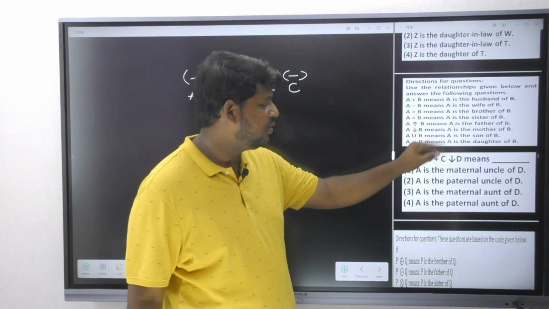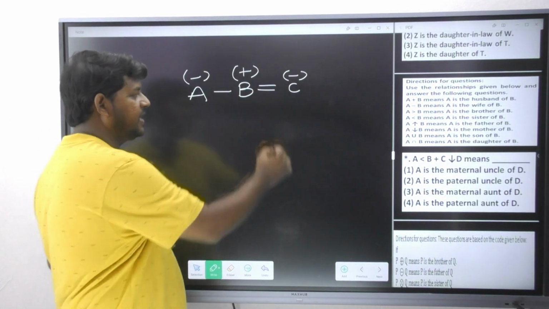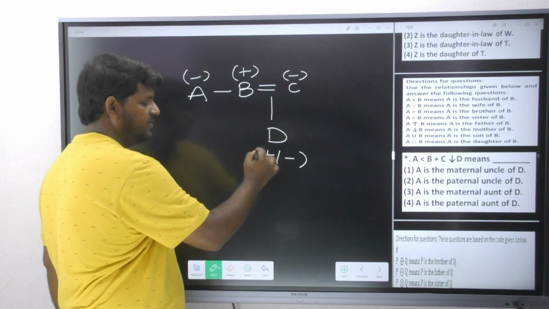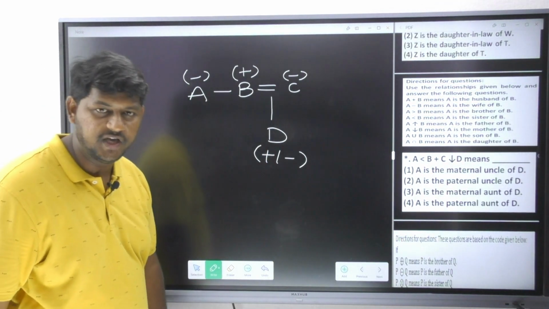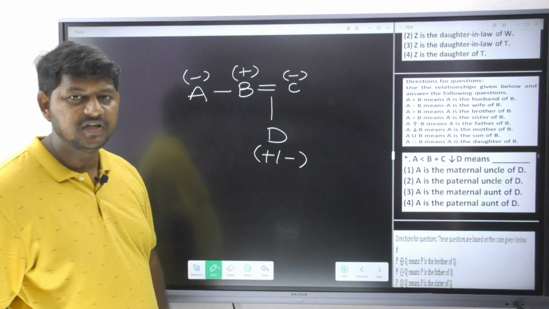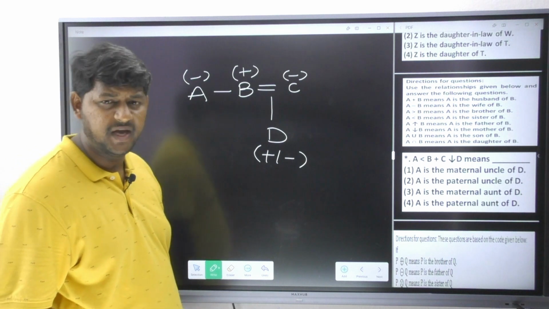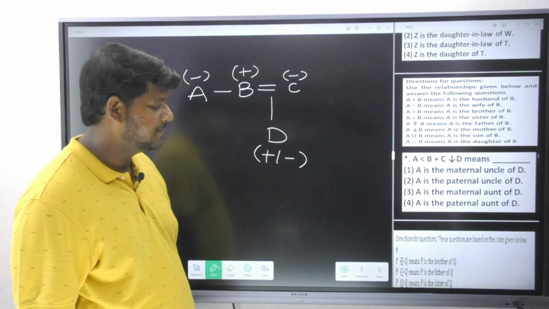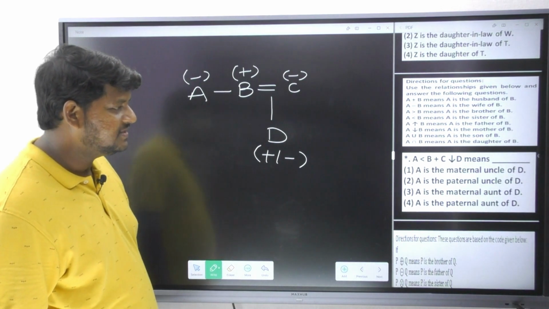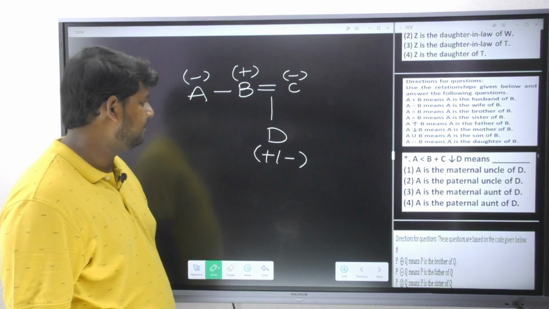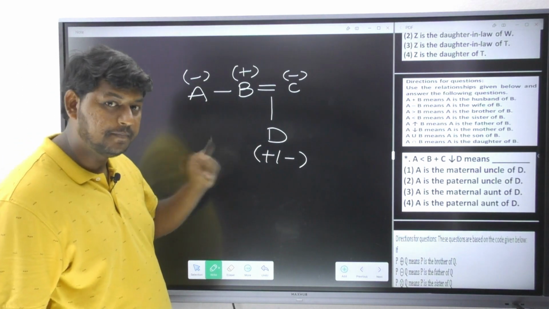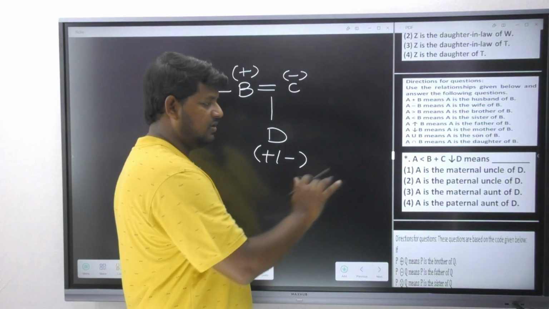C down arrow D. Down arrow means what? C became the mother of D. But it is again not possible for us to understand the gender of D. Correct? I'm just going with this particular symbol. It could be either male or female. Right now, let us go through the options. A is the maternal uncle of D. Whether A is the maternal uncle? No, actually paternal uncle. So first option is wrong.